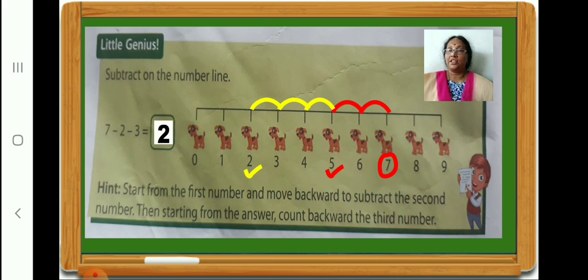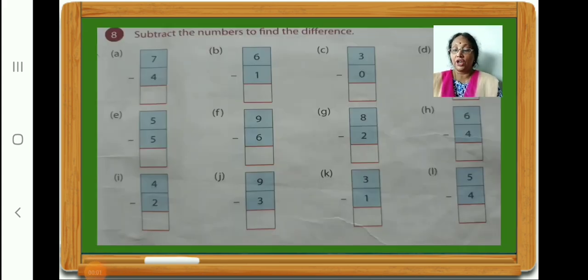Everyone finished writing? Very good. Children, take out page number 51. Let us do question number 8. Subtract the numbers. Let us do question A. 7 minus 4. In order to do this subtraction, children, you can use your fingers. Ready children? 7 minus 4. Yes, 3. Now write children 3.